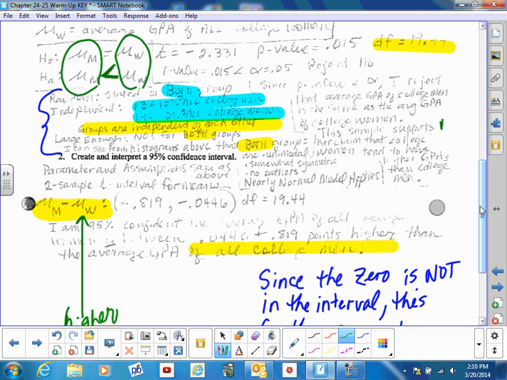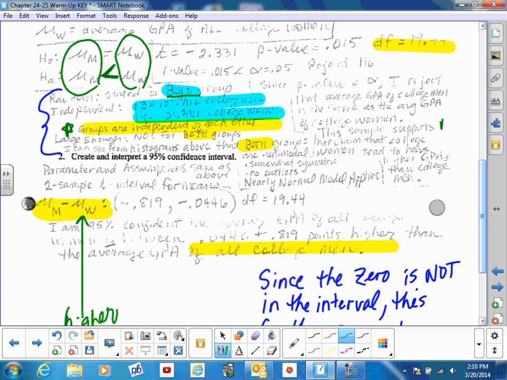Okay, so random was stated for both groups. And so now independent for each group I list out. 13 is less than 10% of all college men. 19 is less than 10% of all college women. And don't forget this, just like on the front where we said the pairs are independent of each other, here we say the groups are independent of each other. So the group of men is independent of the women. Nobody's in both groups. Okay, it was not large enough.